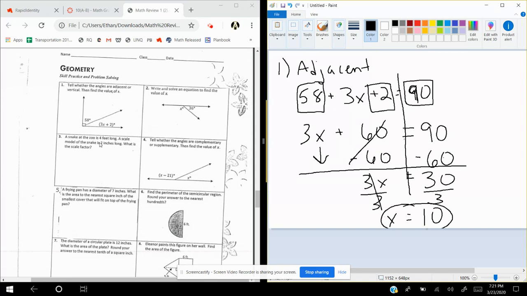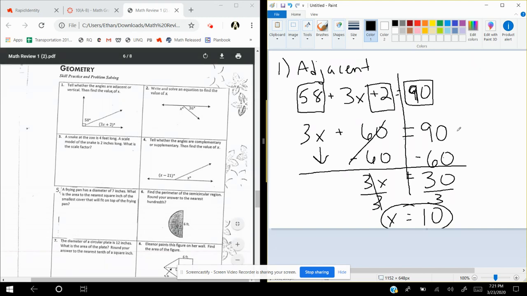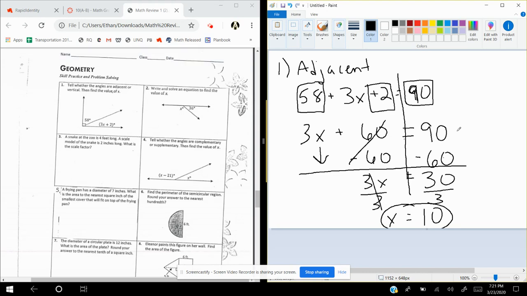It's not asking for the angle value here. It's asking for the value of x. That's as far as you got to go. So guess what? Number 1, just check it off. If you got that right, great. If not, I hope you may have found where you went wrong on that one.